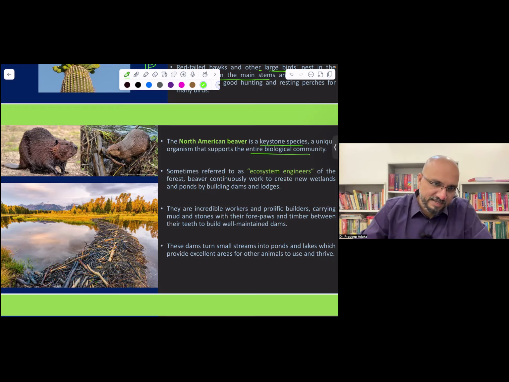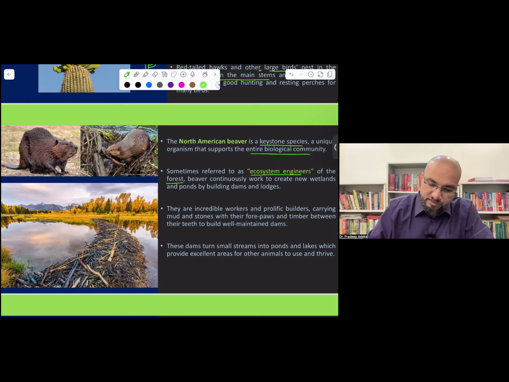So behind the dam, water will accumulate, the flow has stopped, and the water will spread across the area, and now you have a wetland. So this wetland will support many amphibians, many fishes. The entire area will turn into a wetland supporting many species. So they are called ecosystem engineers. By just stopping the flow of water, they will modify the entire ecosystem. They are known as ecosystem engineers of the forest.